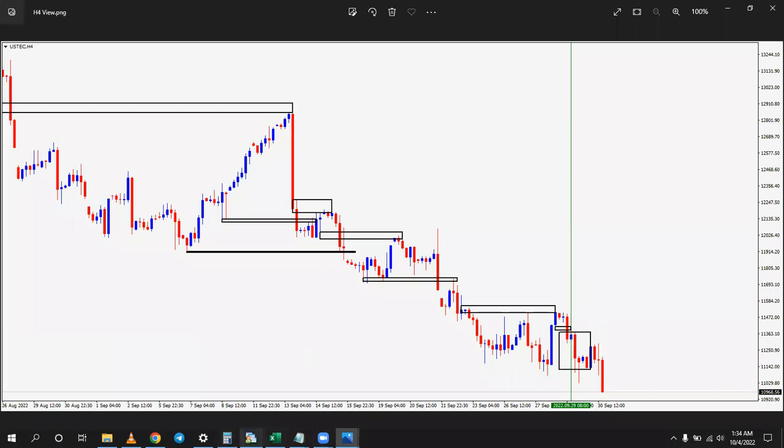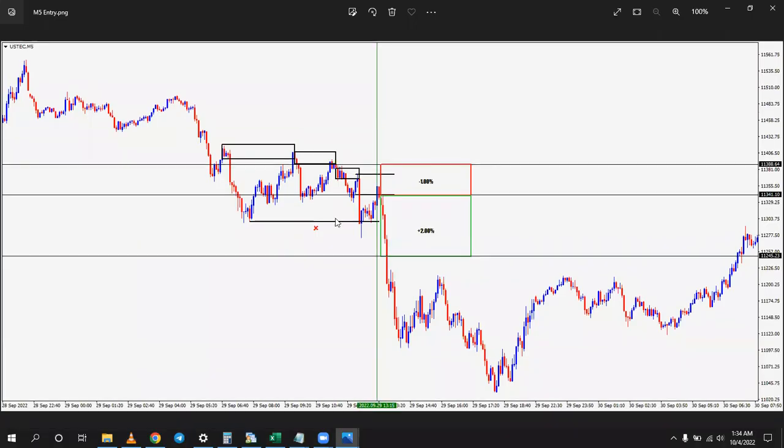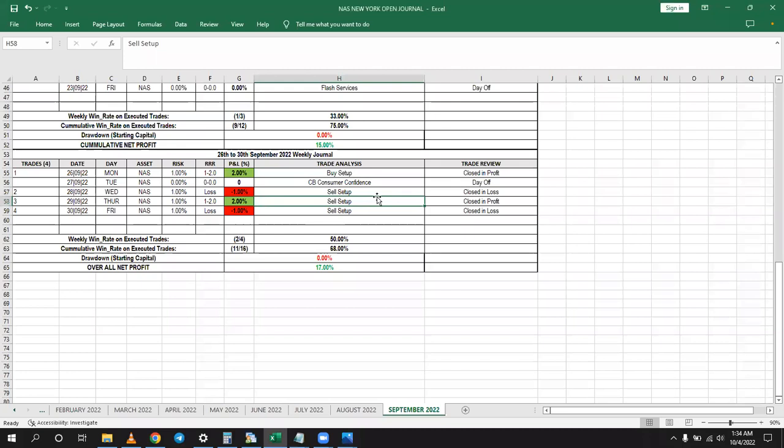So M5 presented to us a sell opportunity. And as you can see, it played out perfectly. We had a breaker, approach of price, and then price just dropped down at the open of the New York session. So this was a profit setup, as you can see there.